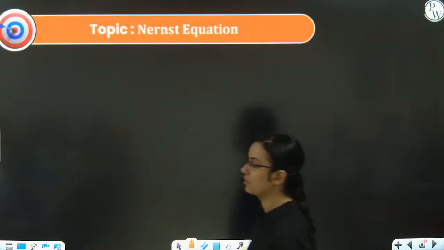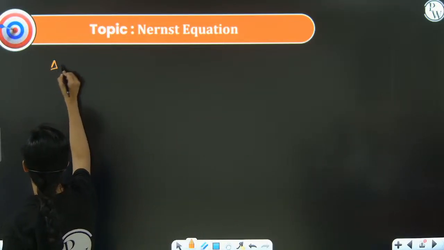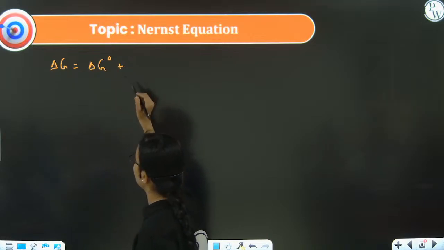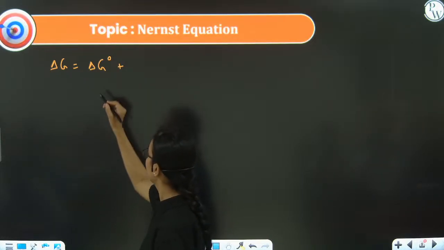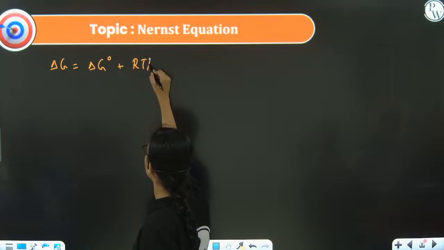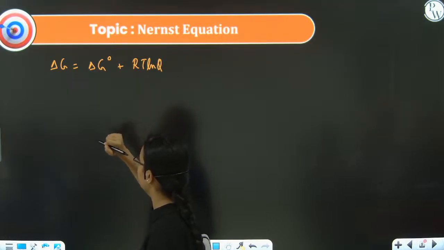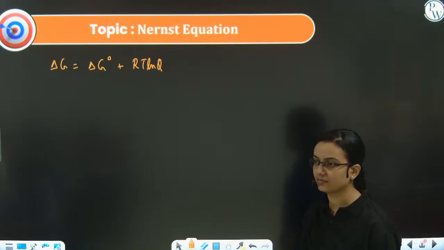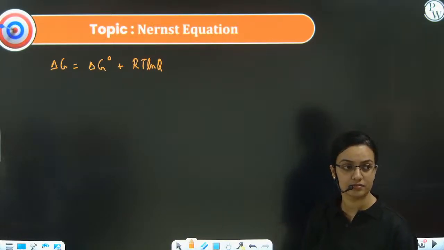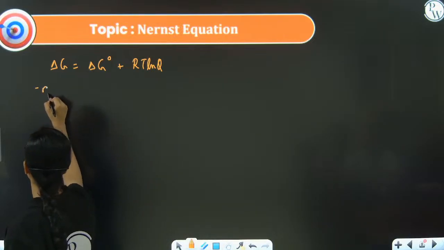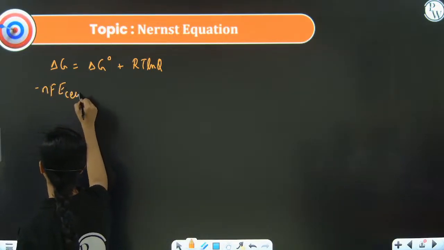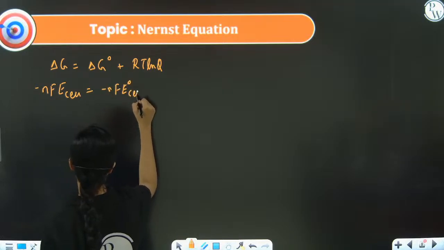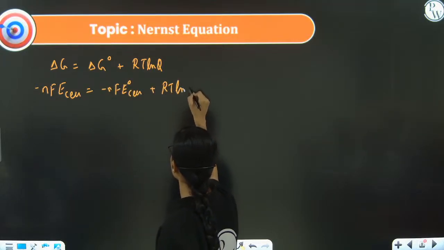Okay. Next is the Nernst equation. This also you understand first. Look here, everyone. Delta G, one formula is there again from last year: delta G is delta G naught plus RT ln Q. What is the formula of delta G? Just now we derived that one. Delta G is minus nF E cell, delta G naught is minus nF E naught cell, plus RT ln Q.